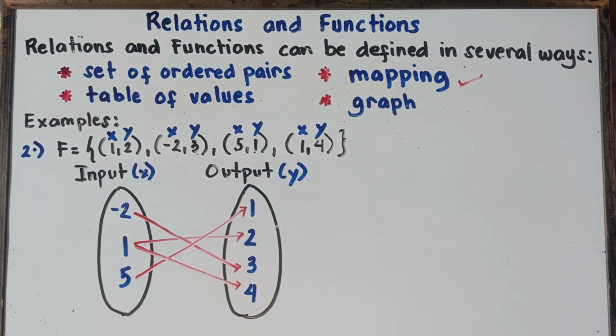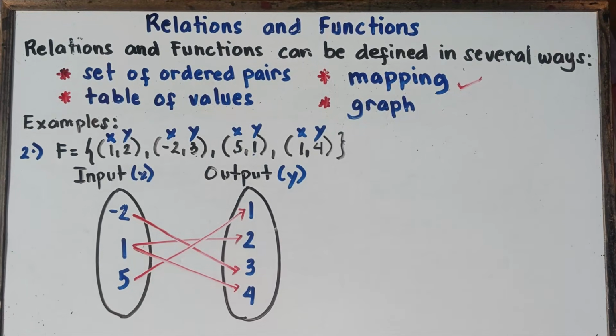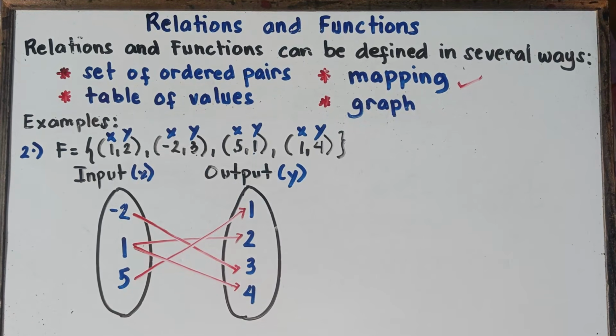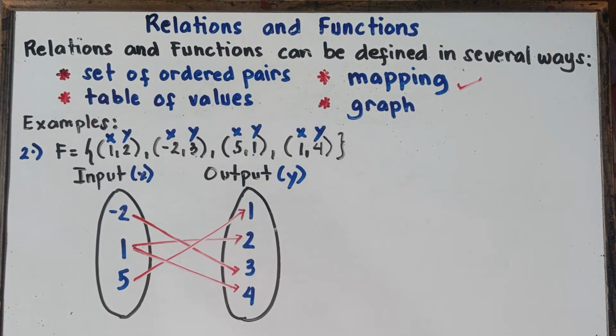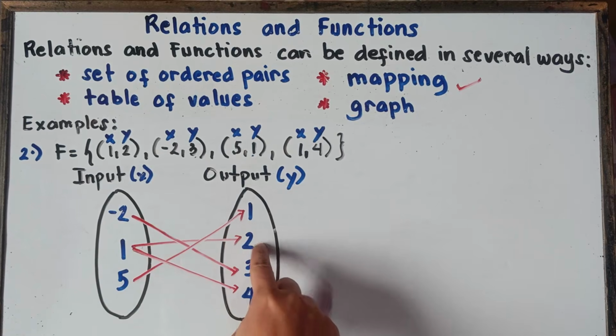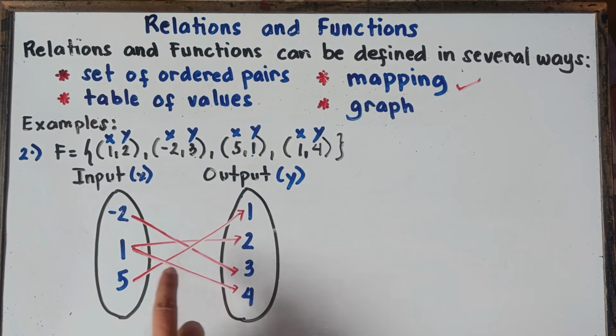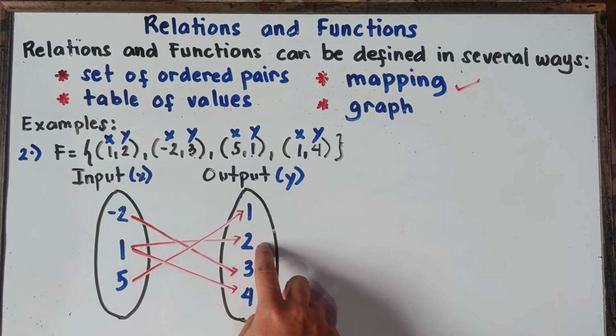Now, question, class. Is this a function or not a function? That's correct. This will not be a function, class. Why is that, sir? Because this input 1 corresponds to different outputs. That would be 2 and then 4. Once again, class, this input 1 corresponds to 2 different outputs, 2 and then 4.